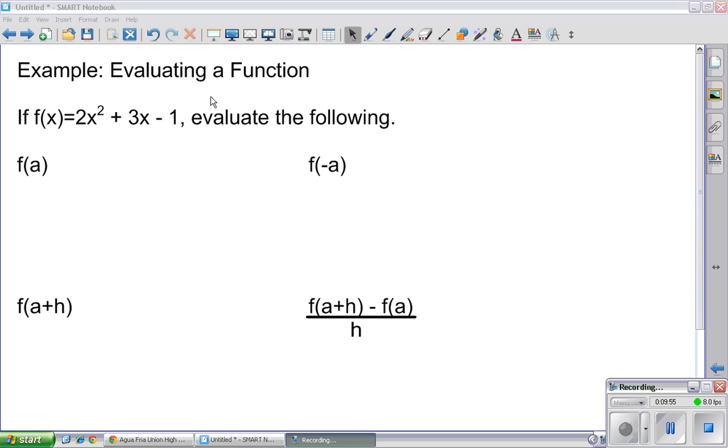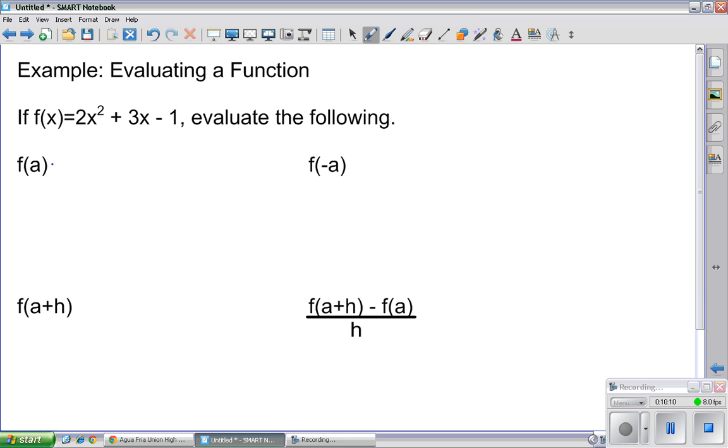When you're evaluating a function, it's not always numbers that you're plugging in. Sometimes it's letters or even expressions. So if it just plugs in another letter, like f of a, all you do is you substitute all of the variables, x, in this case, since the example is f of x equals 2x squared plus 3x minus 1, we're going to substitute all the x's with what's in the parentheses, in this case a. So it'll be 2a squared plus 3a minus 1.